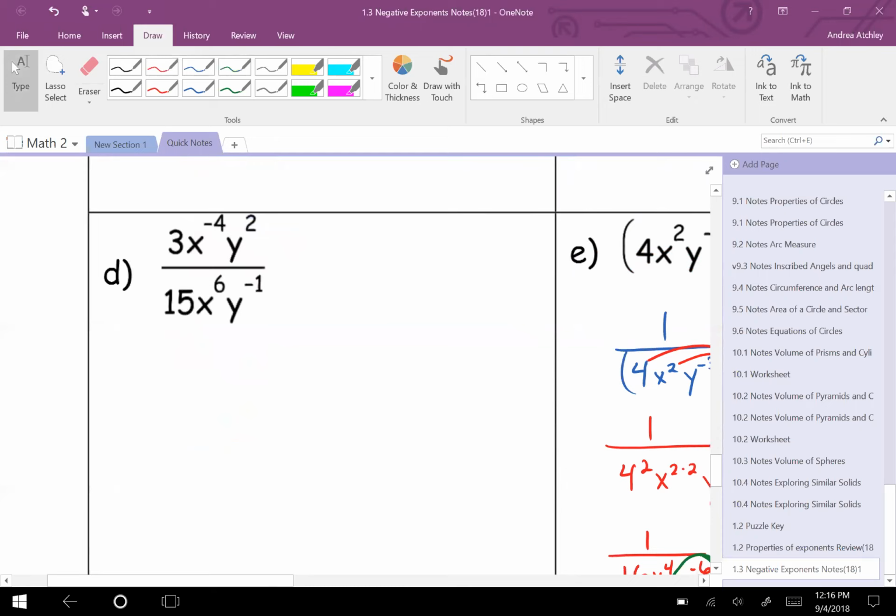Okay, that's if we wrote it all out. But I can't write out a negative x to the negative 4th, right? It's a little bit more difficult. So what did we have to do? Subtract the exponents. But if you want to write it out, you can. Just make sure you flip the negative exponent.